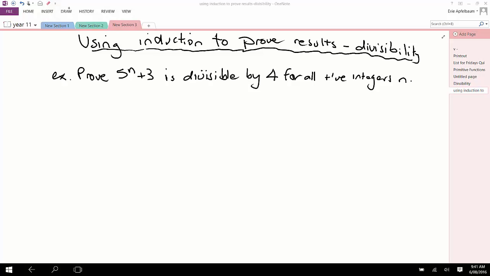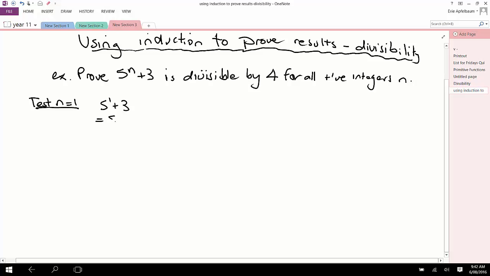So we're going to first do what we did before, test n equals 1. And we say, okay, this time there's no left hand side or right hand side, but we think, what does it mean when something is divisible by an integer such as 4? It means it's 4 times something. So we say 5 to the 1 plus 3, that's equal to 8. That's 4 times 2, and that's enough to say, therefore true, n equals 1.